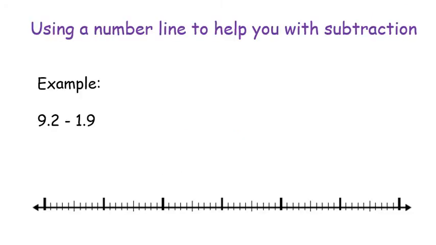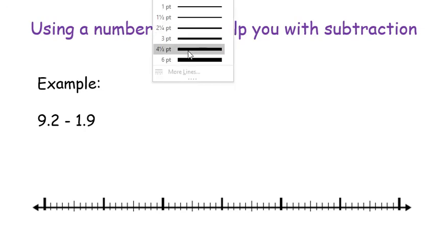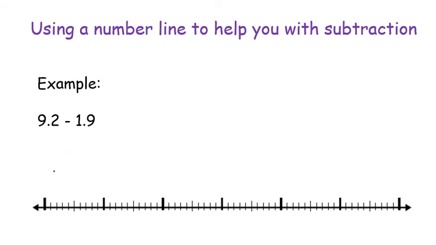So our first example here is how to use a number line to help you with subtraction this time. So we have here 9.2 subtract 1.9. So let's just decide on where we're going to place 9.2 first of all. If I make this over here 9. Okay, and this one here, 10.